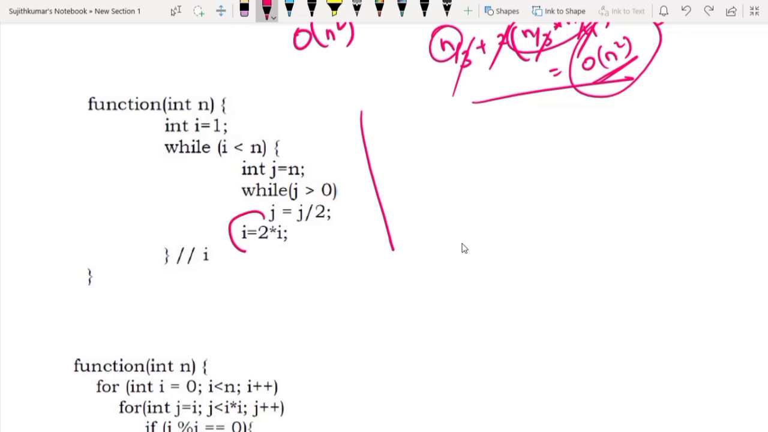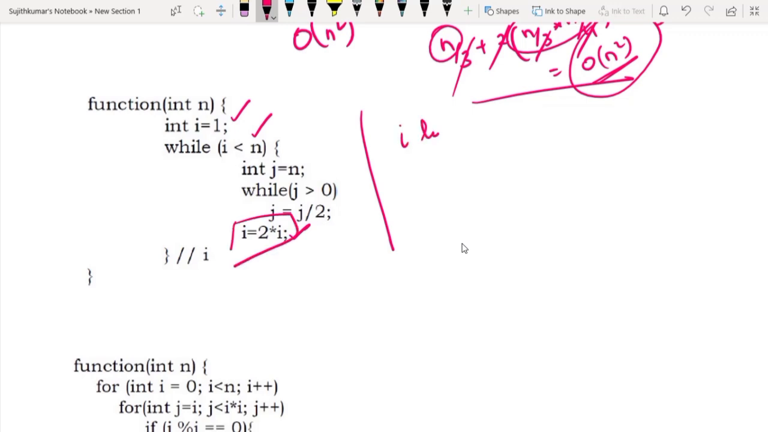Okay, so you can see the increment here. I equals 2 into I, right? Of course, there is an inner loop here, but for the outer loop, I is the counter variable. So you have to look at the increment here. Declaration is here, condition is here, and the increment statement is here. Here it is 2 into I.